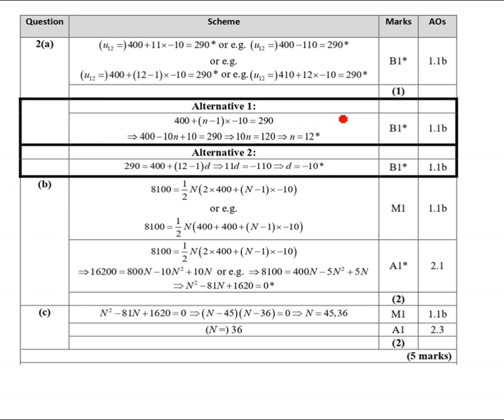Okay. Yeah, so the acceptable solution will be 36. Yeah, all correct. Good.